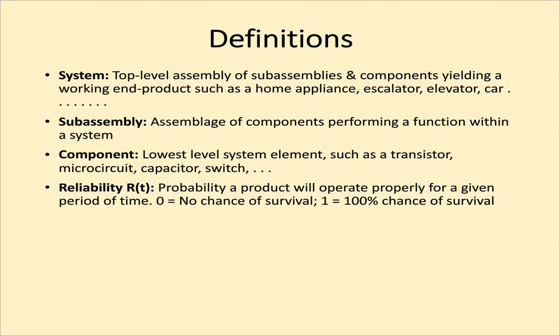Reliability, and we'll talk more about the formula for reliability, but it's a function of time, and it's the probability that a product will operate correctly for a specified period of time. It's always a number between 0 and 1. 0 probability obviously indicates no chance of survival, and a 1 indicates a 100% chance of survival. Again, you won't ever see 0 or 1. It's usually a decimal number between those two values.